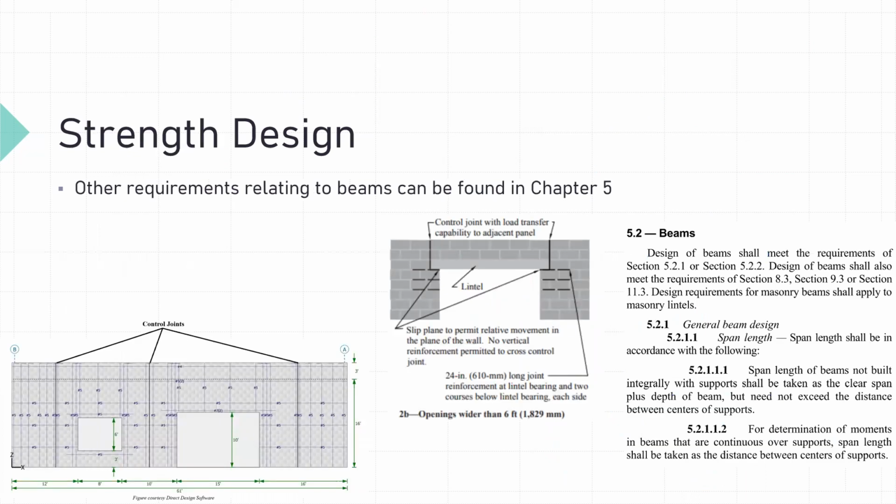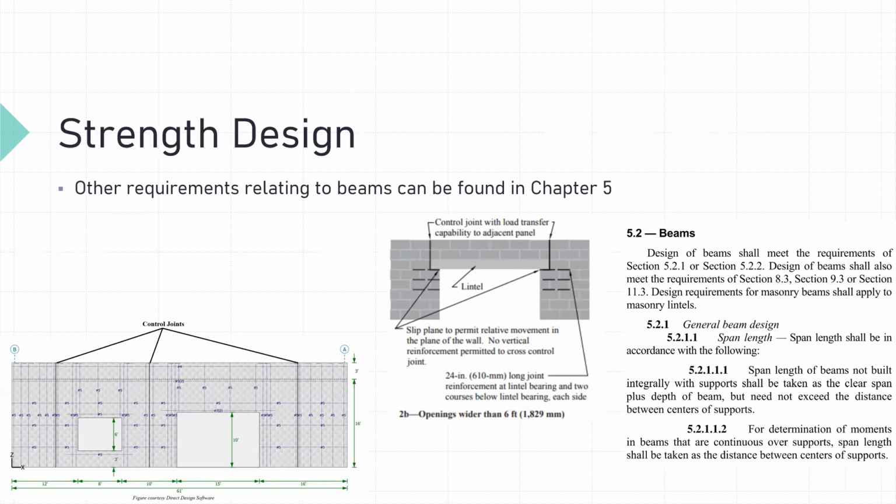I do have some additional notes here, just a couple closing slides. So other requirements relating to beams can be found in chapter 5. So for general beam design, it says span length shall be in accordance with one of the following. Span length of beams not built integrally with supports shall be taken as the clear span plus the depth of the beam, but need not exceed the distance between centers of supports. And it says for determination of moments in beams that are continuous over supports, span length shall be taken as the distance between centers of supports.